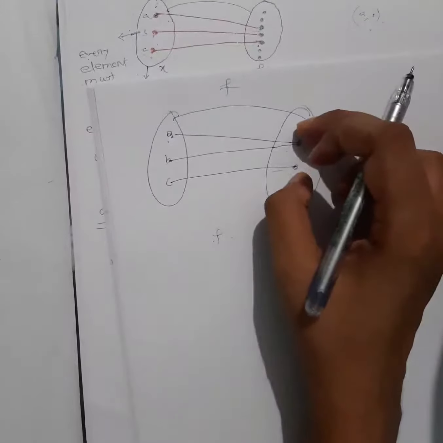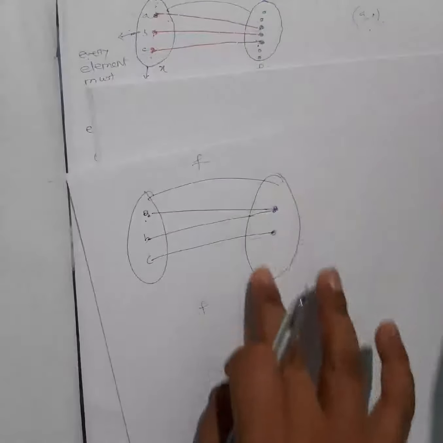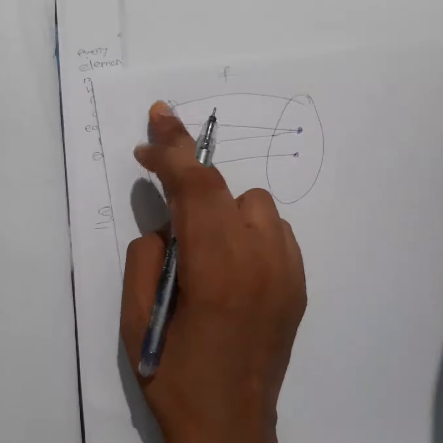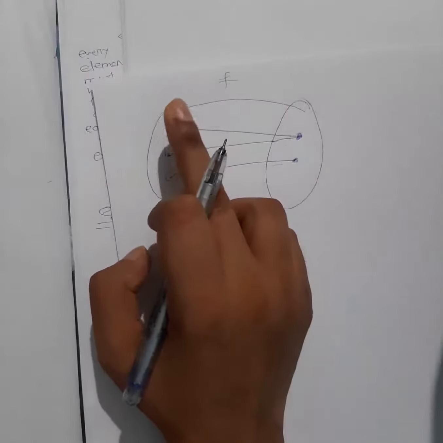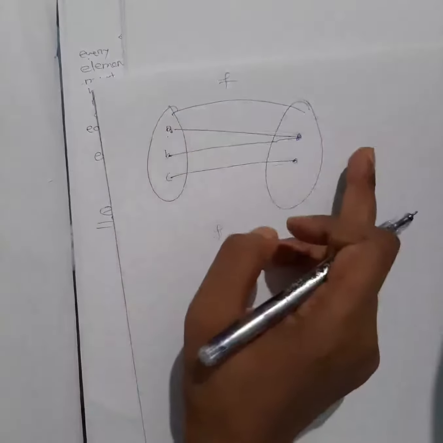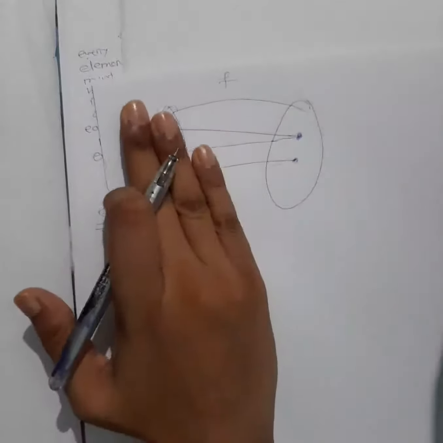You don't have to consider what kind of image it is forming here. You just have to consider this: all elements have an image. So the next condition you have to check is whether all elements have one image or not. If they have one image, then it is a function.